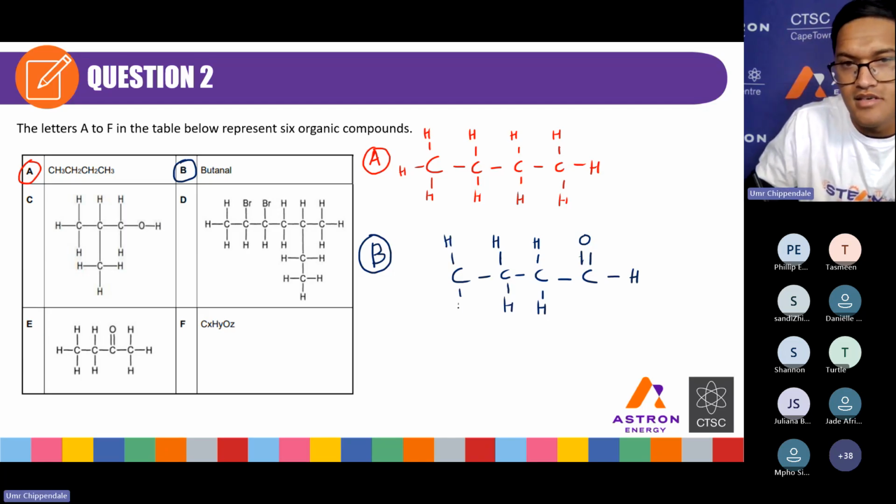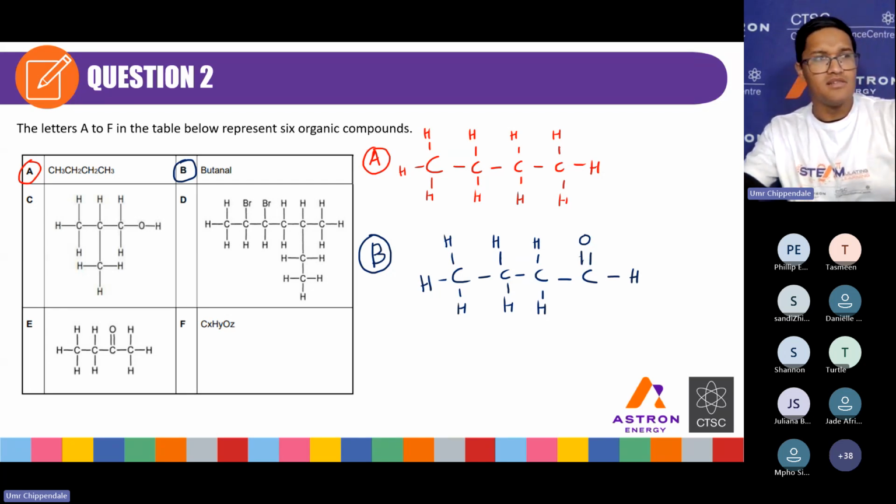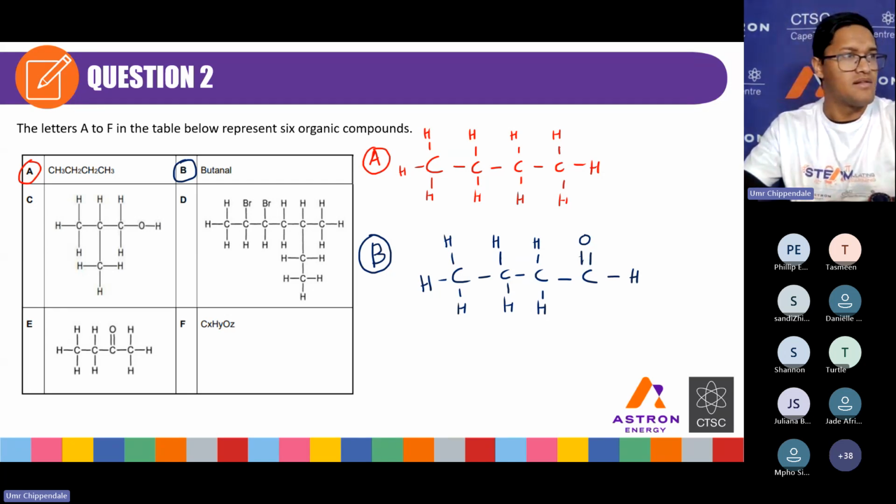And this is going to be our structural formula for B. So now at least I have the structural formulas A, B, C, D, and E. When it comes to F, you can see it's written CxHyOz, so we don't know what that structural formula is, so we're going to have that as well.